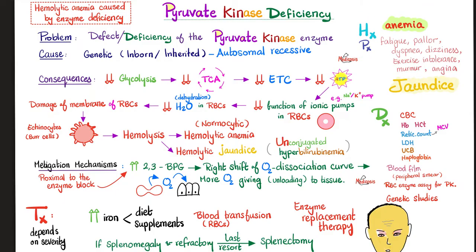Signs and symptoms or history and physical exam: tired and pale, pale and tired, exercise intolerant, and jaundice, and sometimes black tarry stool, melena. How can I diagnose it? Complete blood count, hemoglobin, hematocrit, reticulocyte count, MCV level, LDH level, unconjugated bilirubin level, haptoglobin level. Peripheral blood smear, red blood cell enzyme assay for pyruvate kinase enzyme to confirm its deficiency, and we can do genetic studies because this is an autosomal recessive disease.